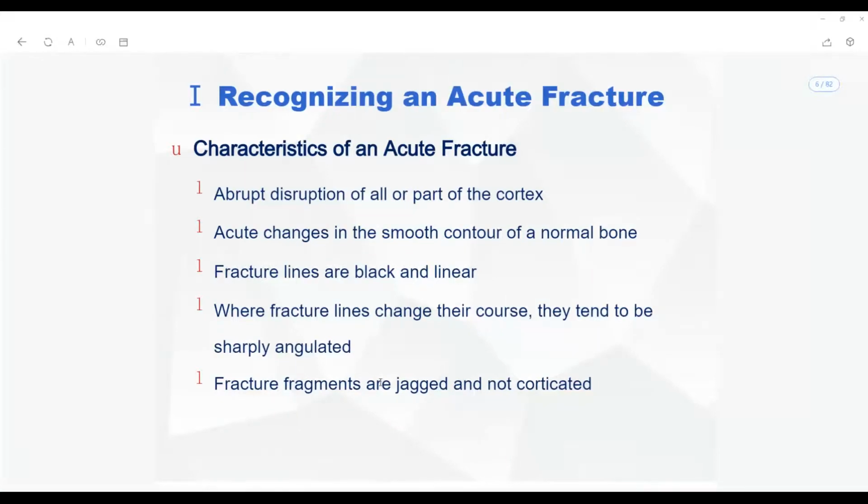So, what are the acute fracture characteristics? Abrupt disruption of all or a part of a cortex, which determines whether it is a complete fracture or an incomplete fracture. A fracture line should be present, the first thing. Then you have to see that there are acute changes in the smooth contour of a normal bone. The smooth contour of a normal bone will be lost. The surrounding tissues may also show inflammation.